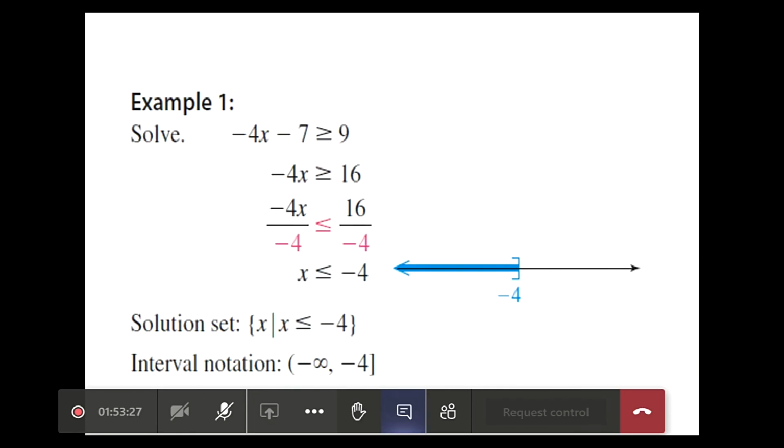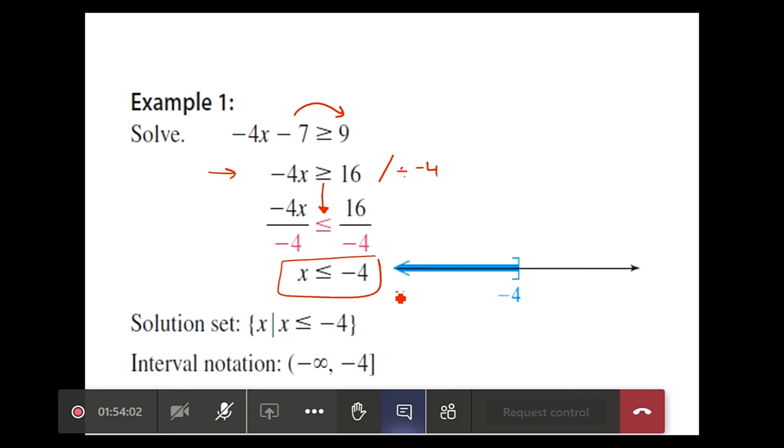Look at this inequality. First step, put the negative 7 on the other side, so we have positive 7 or plus 7. 9 plus 7, we have 16. By divide by negative 4. Divide by negative 4, so look at this. We need to change from greater than to less than or equal. So 16 over negative 4, negative 4. So we have x less than or equal negative 4.